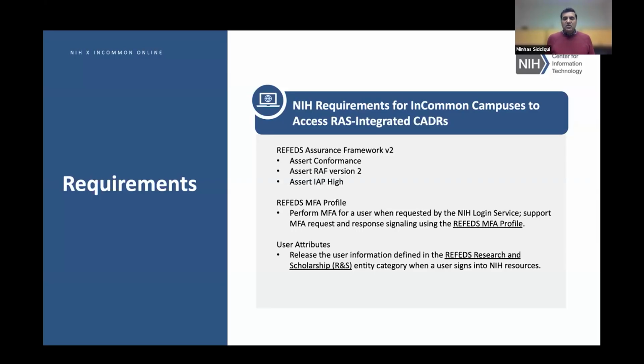Second is support for REFEDS MFA profile. When RAS login services requests MFA, the campus IdP must perform MFA on that user, and signal MFA completion using REFEDS MFA profile. And third, release of user attributes defined in the REFEDS research and scholarship identity category, enabling NIH to identify the researcher, their institution, association, and apply authorization decisions.